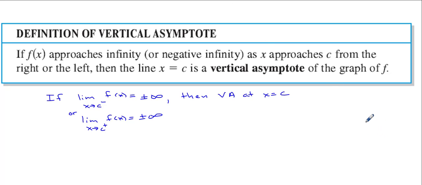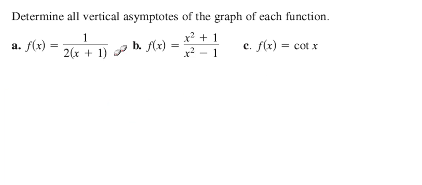Pop quiz. Can you cross a vertical asymptote? Okay. Can you cross a horizontal asymptote? I don't know. Okay, we done? We good? All right.